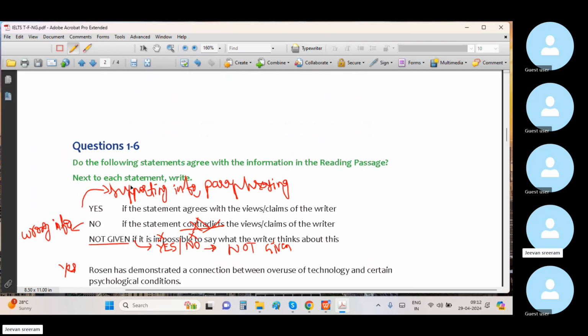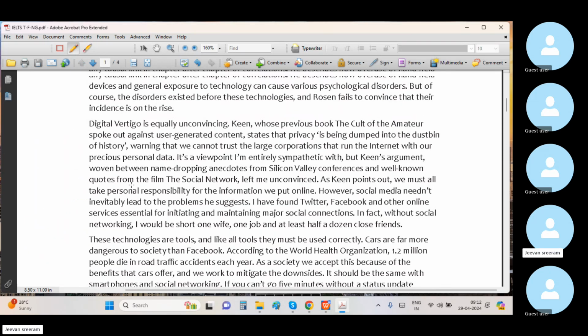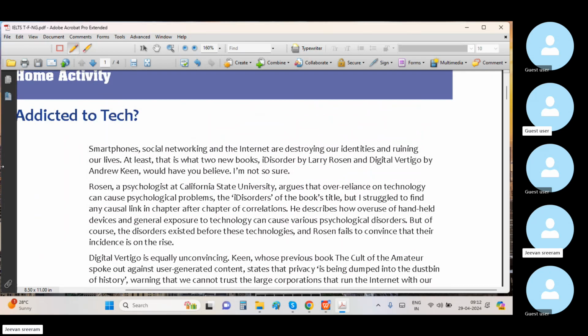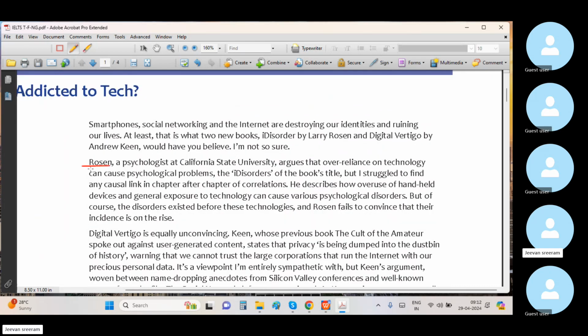Let's see the proof line given in the passage. First line. Okay, Rosen argues that over-reliance on technology can cause psychological problems. Rosen said this in his book, but what did the author feel? Has the author supported this? Author means what exactly the author wants to convey in the passage, right? So this was presented by the author. I. Who is this I? It is the author. Is it clear?